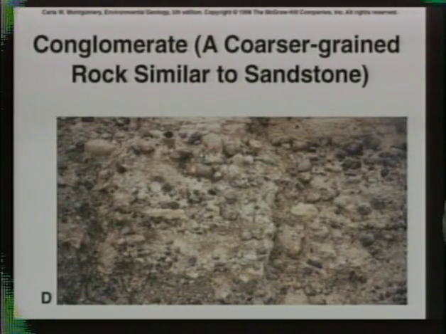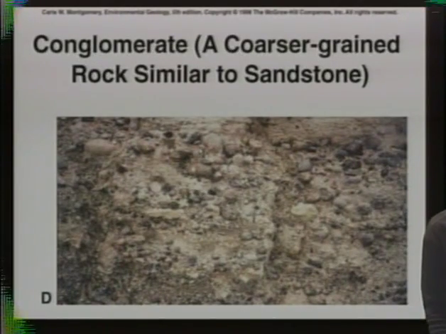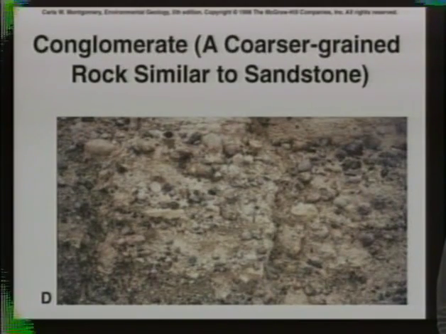If those clasts get bigger, we can define another type called conglomerate. A very coarse-grained rock. So a specific depositional environment with this.